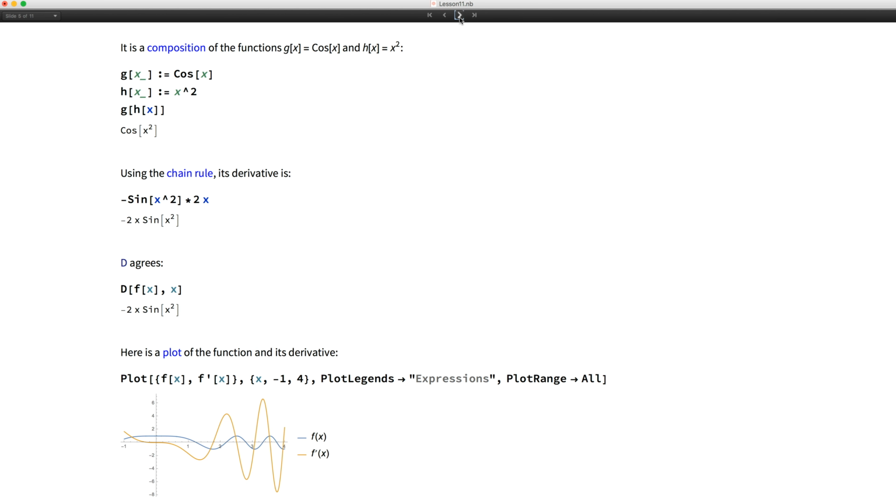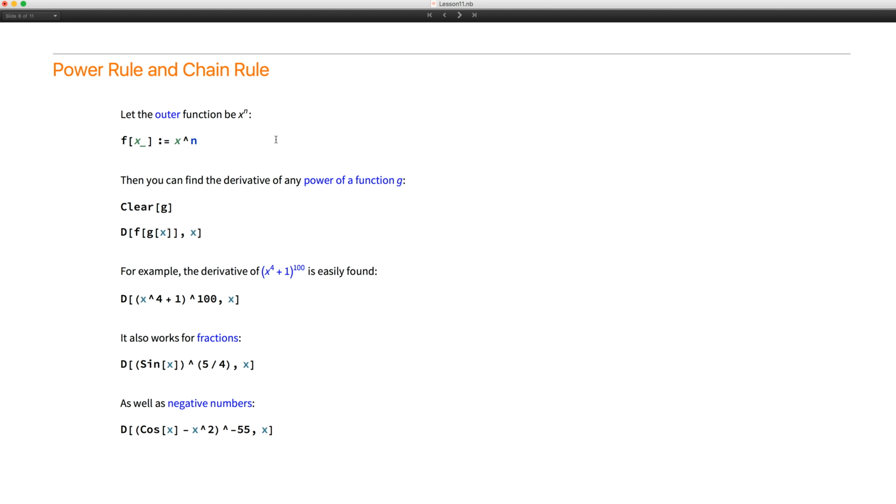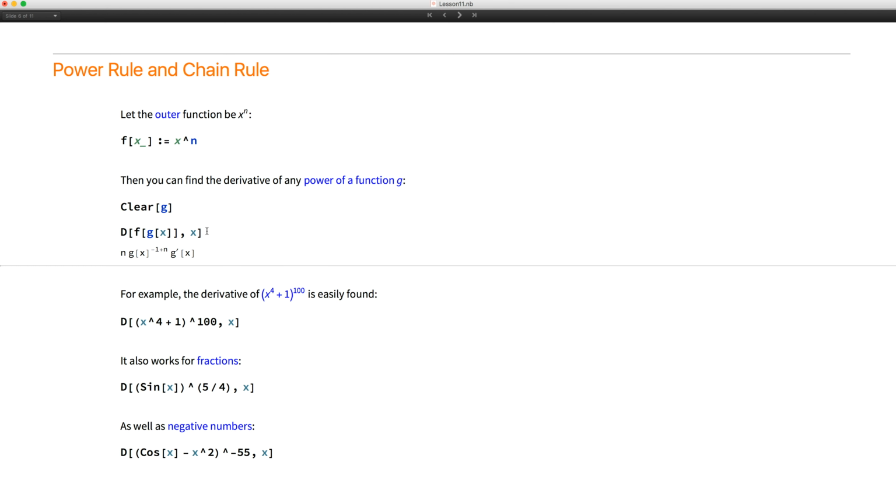Let's go on now to talking about the power rule. Now, the power rule is a rule for finding the derivative of x raised to n, but you can make it even more powerful by just composing it with another function g. Okay, so if I gave you f of g of x with g being some function, then the chain rule says that the derivative is n times g of x raised to n minus 1 times g prime x.